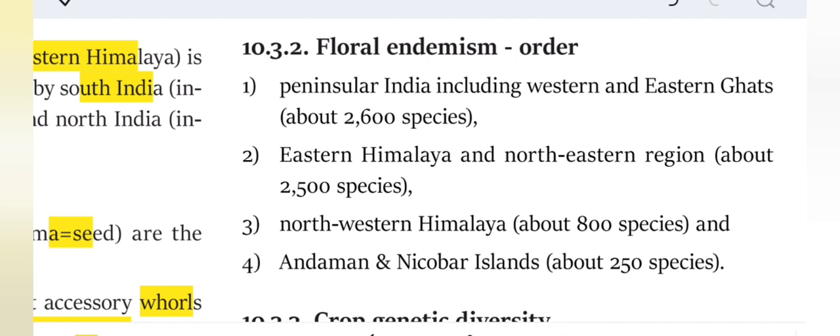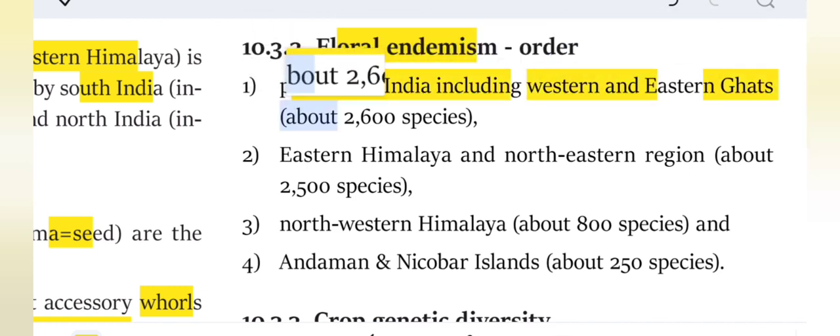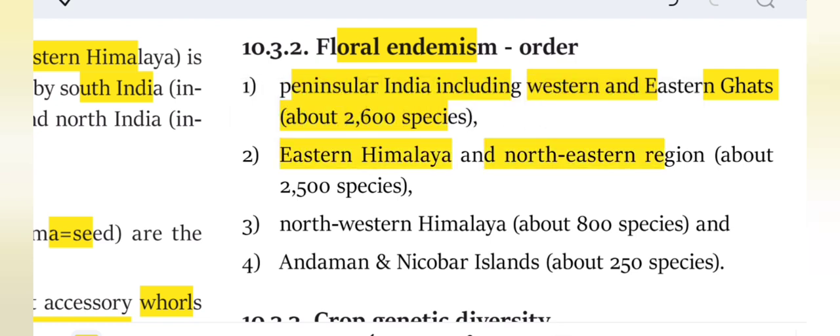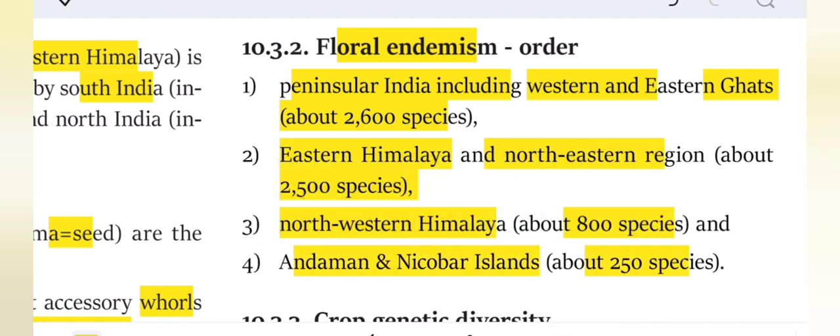Now, floral endemism order. Peninsular India, including western and eastern Ghats, about 2600 species. Then eastern Himalaya and northeastern region, about 2500 species. Then northwestern Himalaya, about 800 species, and Andaman and Nicobar, about 250 species.